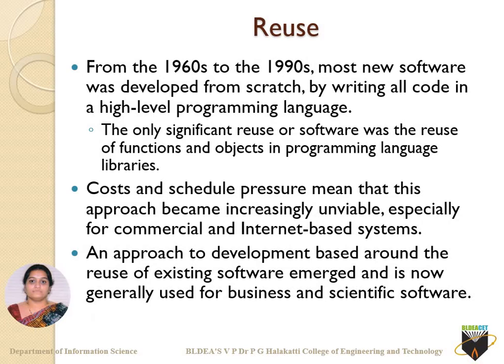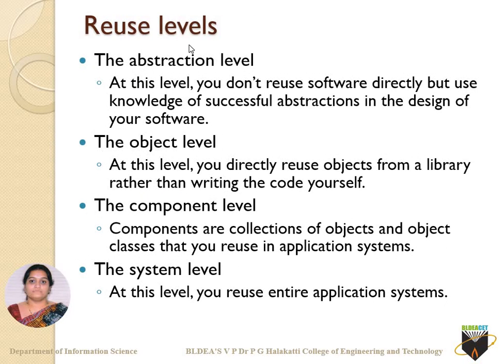So whenever I say reuse, always keep in mind the cost and the schedule given for a particular application to be released. That is important, or else it becomes increasingly unviable, especially for commercial and internet based systems. So reuse happens at different levels. One is the abstraction level itself, then the object level, the component level, and the system level.